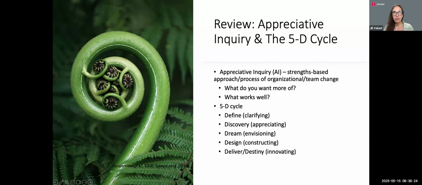The original model of appreciative inquiry defined it as the 4D cycle, and they started with discovery. This define piece, really thinking about what it is that we're going to be utilizing appreciative inquiry to explore, came along later as it became the 5D cycle. So we start with define, clarifying what it is that we're inquiring about. Then we go into discovery, which is that appreciative interview process that we spent some time working through last month, really focusing on asking those strengths-based positive questions.